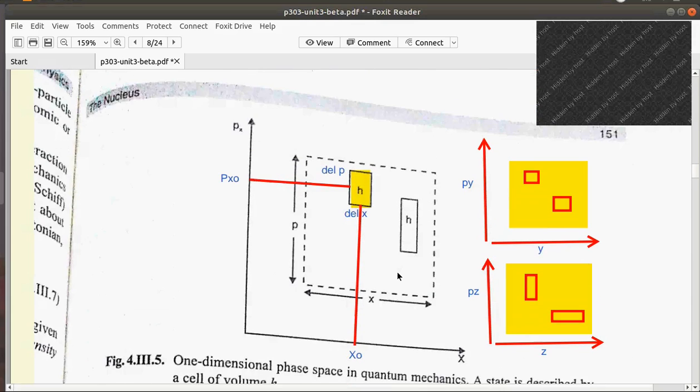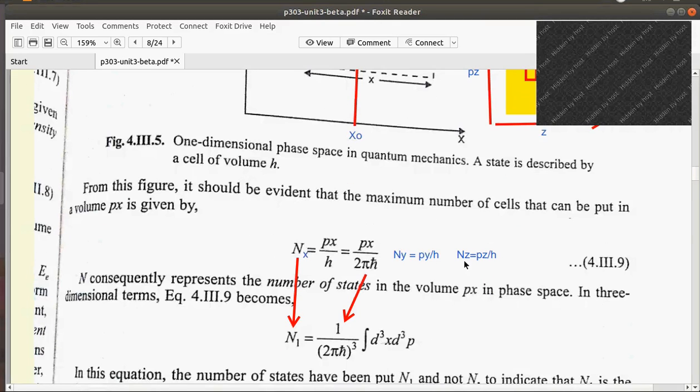Similarly, when you consider the case for py and y, pz and z, again I will get the expression: ny will be py by h cut, nz will be pz by h cut. Since this is one dimension, this is one dimension, this is one dimension, when all three are combined, you will get the picture of a single particle in 3 dimensions. That is why your equation will be written by n1, for one particle only. The volume will, instead of 2 pi h cut, be 2 pi h cut whole raised to cube.